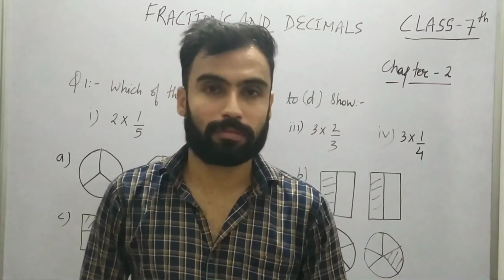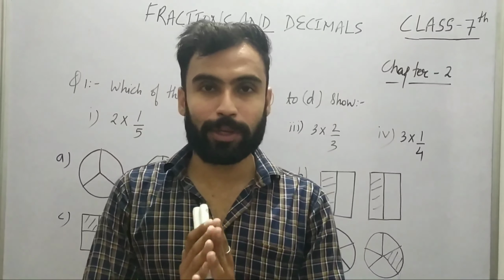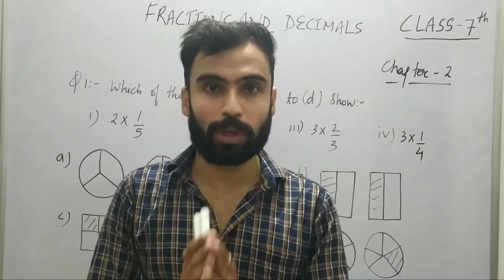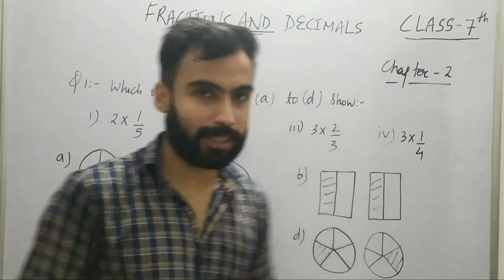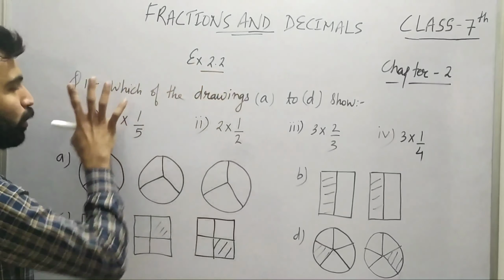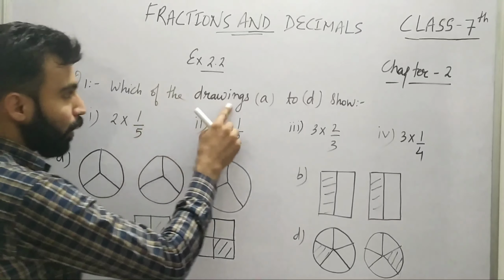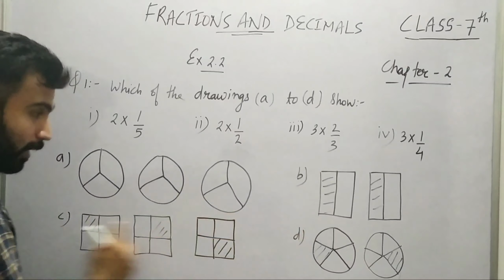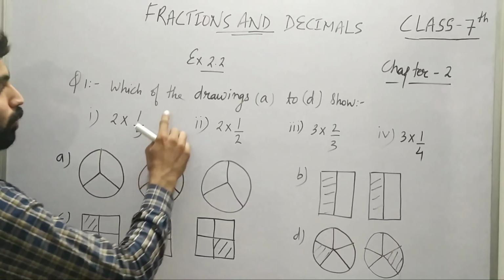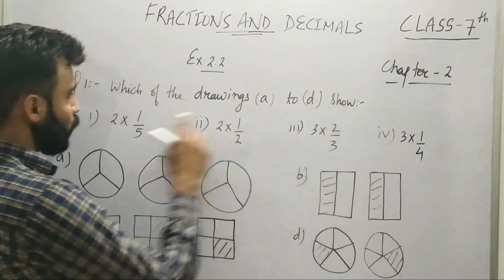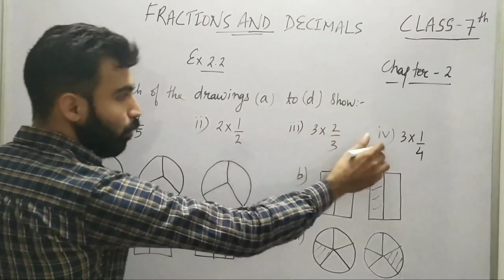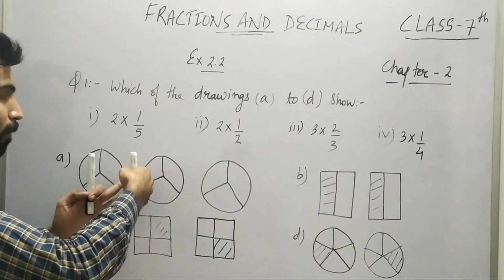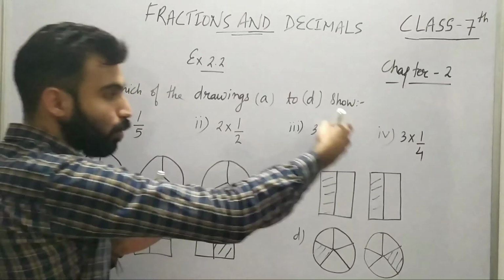That's all. So students, now I've explained all the topics of exercise 2.2. Now let's jump over to the exercise here. So exercise 2.2 question first says, which of the drawings A to D, so there are 4 drawings A, B, C and D, right? So which of the following drawings from A to D show these fractions? So we have to simply match the diagram and the respective fractions to it, right?